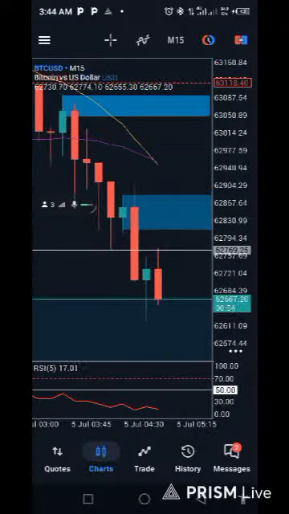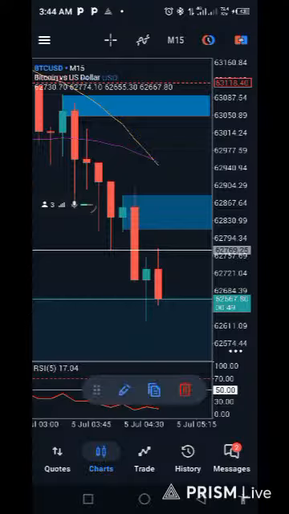It can still go back up and do what it wants to do. That's trading for you. You just be patient. Allow it to do all the things it wants to do.